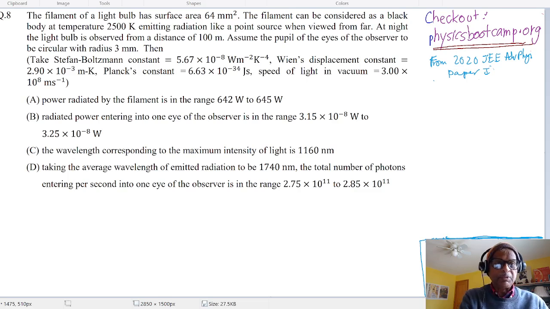So this question is about black body radiation. You're thinking of a light bulb as some kind of black body with a surface area this much, and the surface temperature of the filament is 2500 Kelvin. These are reasonable numbers, okay? And you're looking at it from a far distance, so details about the filament are not important. And the pupil size is 3 millimeter radius. That's also pretty reasonable. And constants are given.